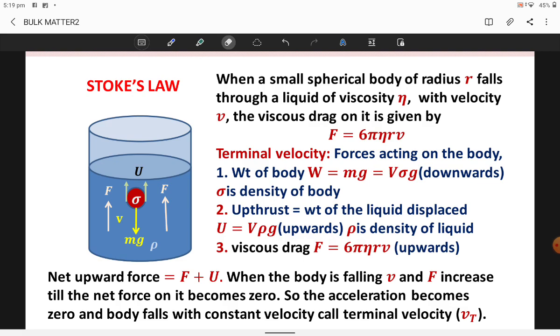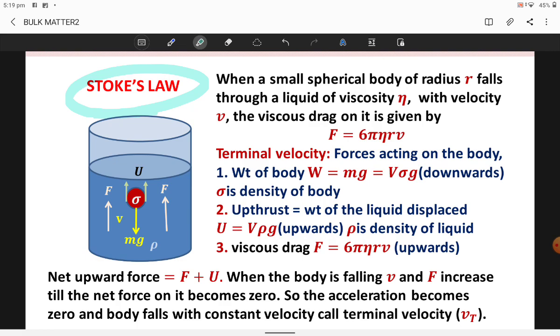Today, we will study a very important law related to the viscosity chapter, and that law is Stokes law. You must be watching over here. Stokes law. Okay. So, what does Stokes law say?